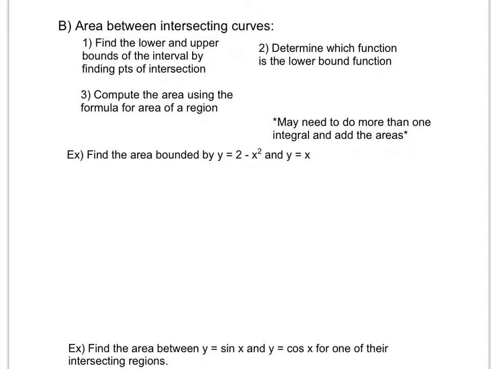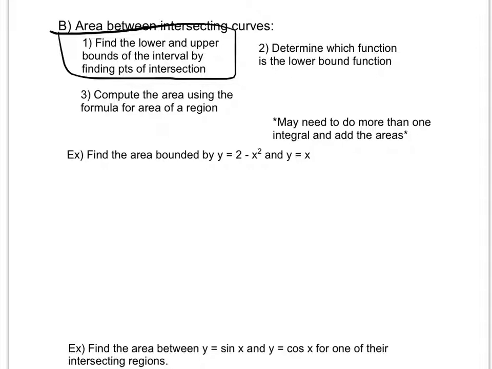All right, we're going to continue looking at the area between intersecting curves. The next thing we want to look at, though, is what happens if they don't give us those limits, and we have to find our intersection. So here's what we're going to do. First thing we're going to do if they don't give us our limits is find the lower and upper bounds of the interval by finding our points of intersection.